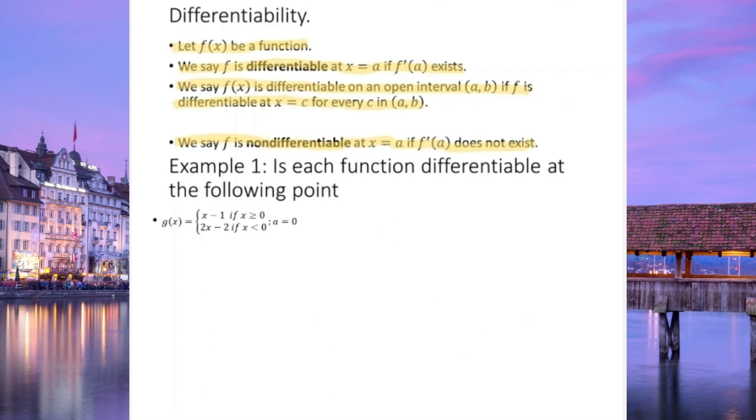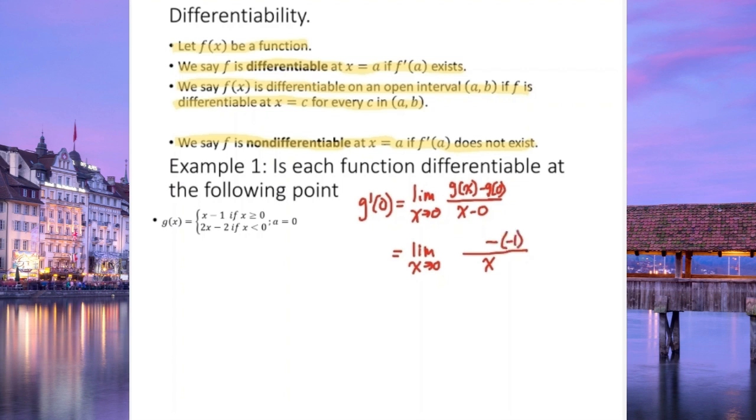Next, we're going to determine if g of x is differentiable at a equals 0, which means we're trying to determine if g prime of 0 exists, which means we're trying to determine if the limit as x approaches 0 of g of x minus g of 0 over x minus 0 exists or not. X minus 0 is x. To evaluate g of 0, we would use the first equation where x is greater than or equal to 0, which means we would get negative 1 as the value of g of 0.